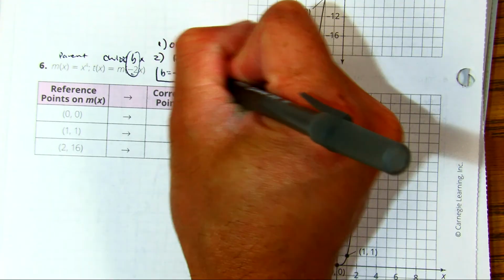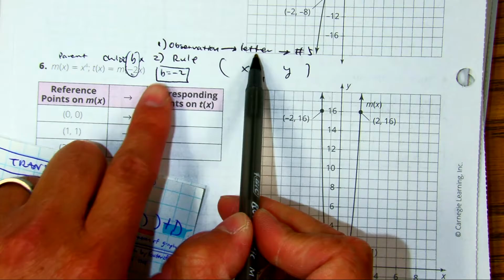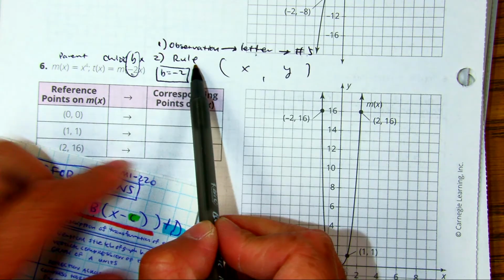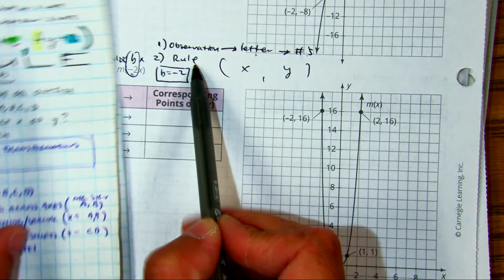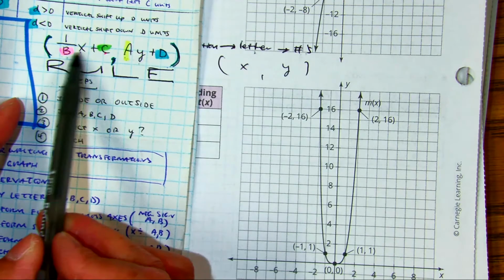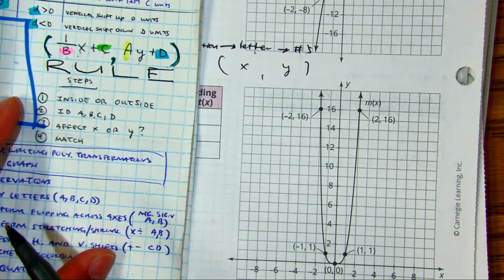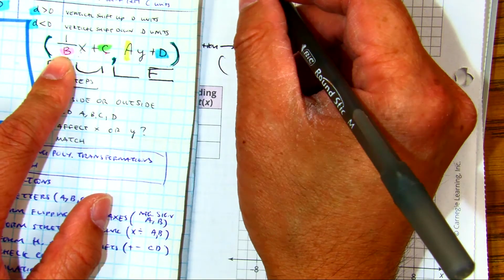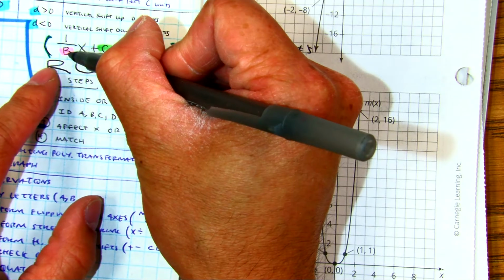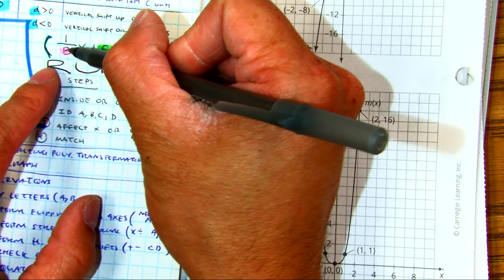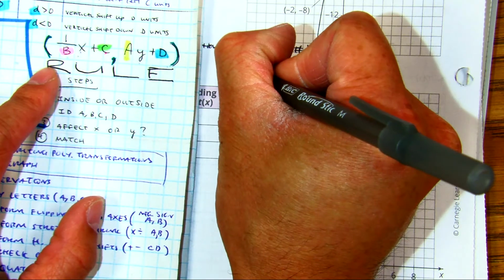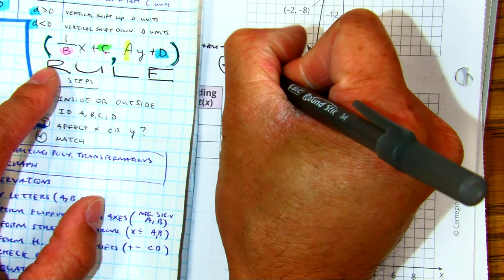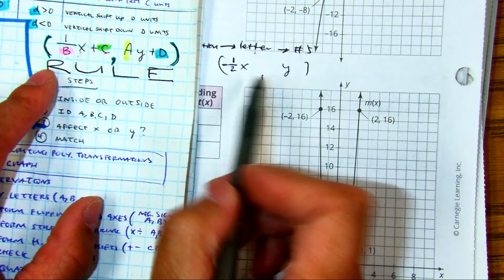Okay. So we have a letter. We've got a number. Now we need to create a rule. So if I look on my formula sheet, the b value affects which one? The x or the y? The x. So I'm going to put in the b value. 1 divided by -2. Positive divided by negative is a negative. So the rule that I'm creating is -1/2 times x, comma y.